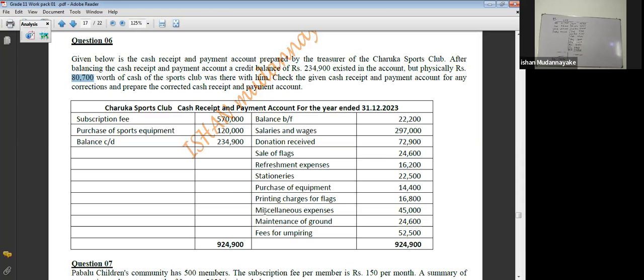Question six. I will give you 10 minutes. Try to do this question within 10 minutes and send me answers. Everyone in the class needs to send me answers. Or if you can't send the answer, please send me the balance carried down. Quickly complete this question.